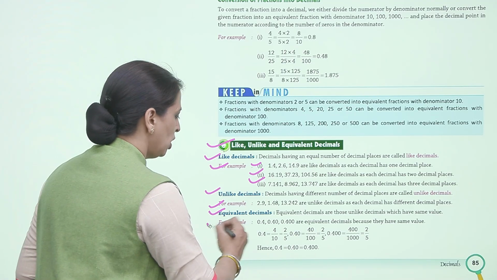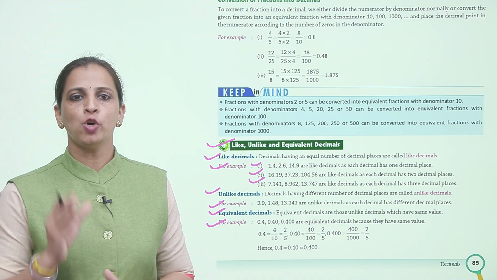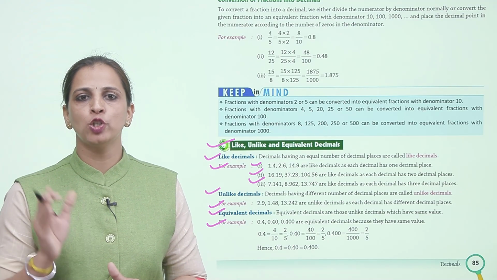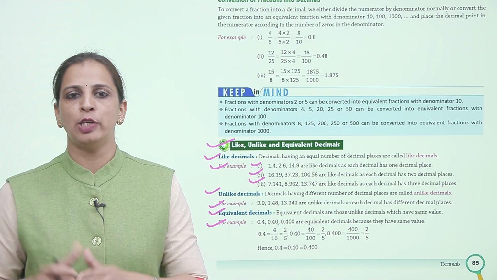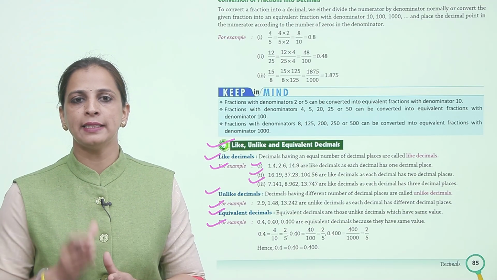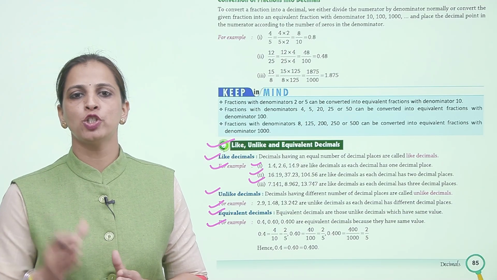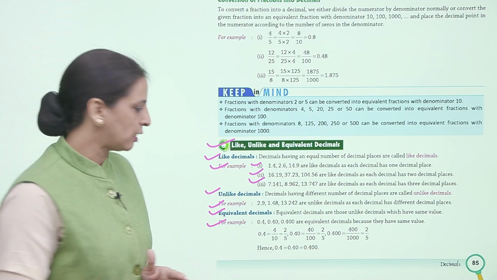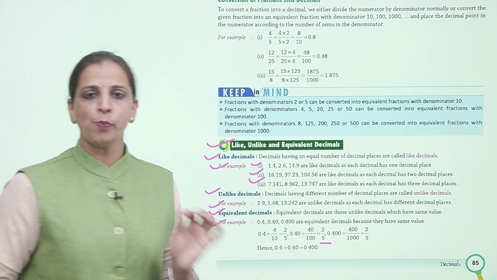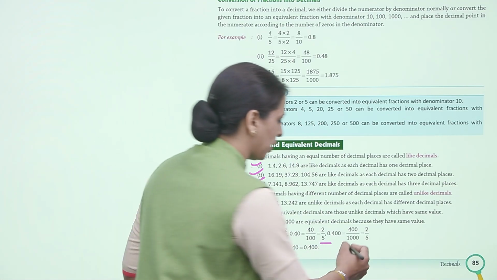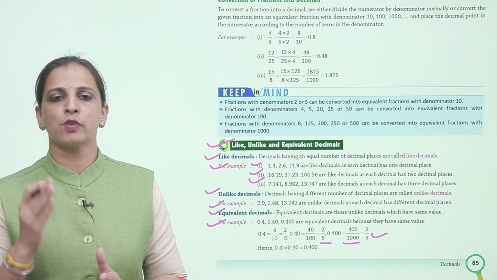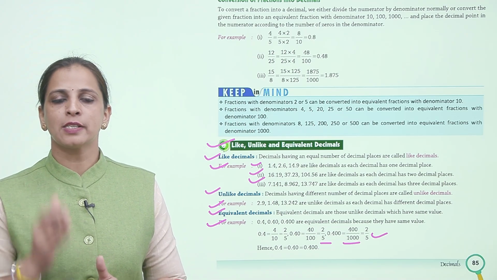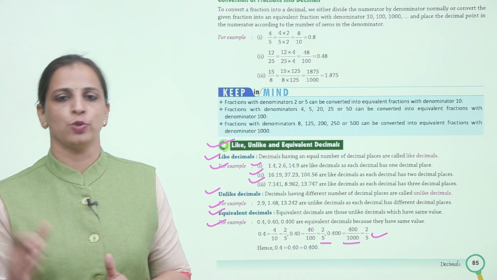For example, 0.4, 0.40, 0.400 are equivalent decimals because they have the same value. 0.4 is 4 by 10, that is 2 by 5. 0.40 is 40 by 100, that is also equal to 2 by 5. 0.400 is 400 divided by 1000, also equal to 2 by 5. Hence, 0.4 is equal to 0.40 is equal to 0.400.